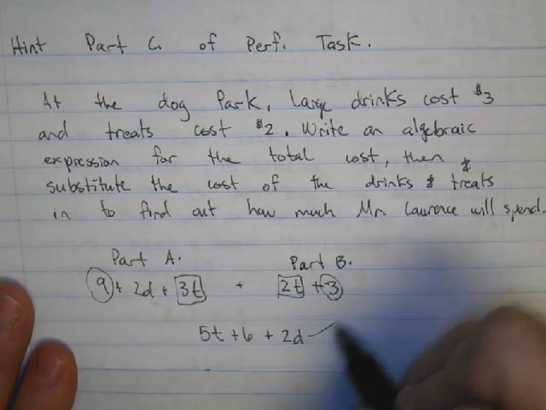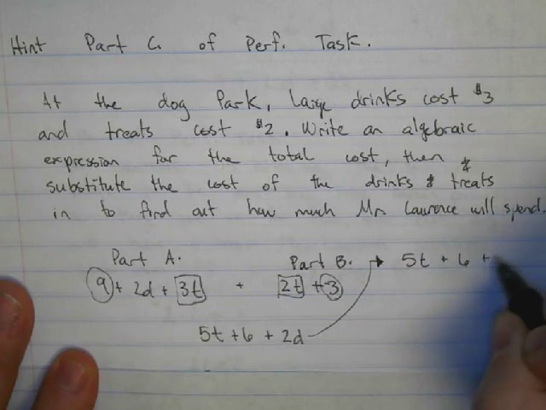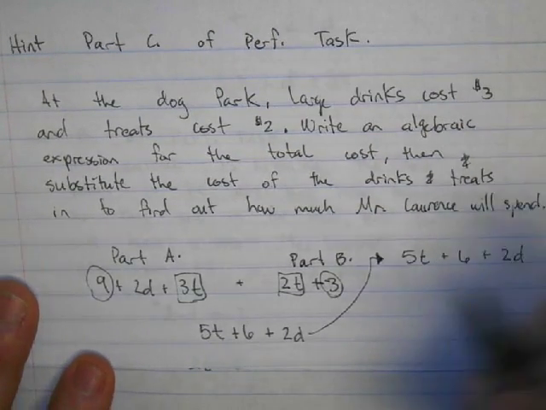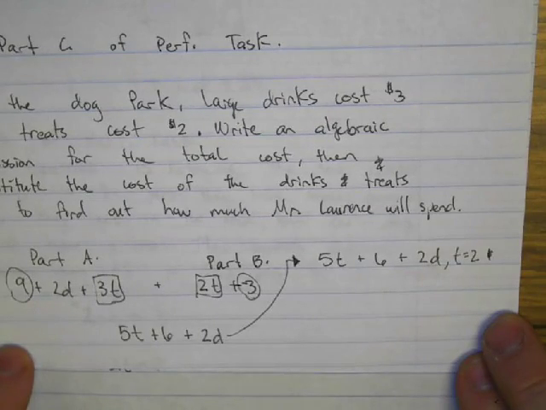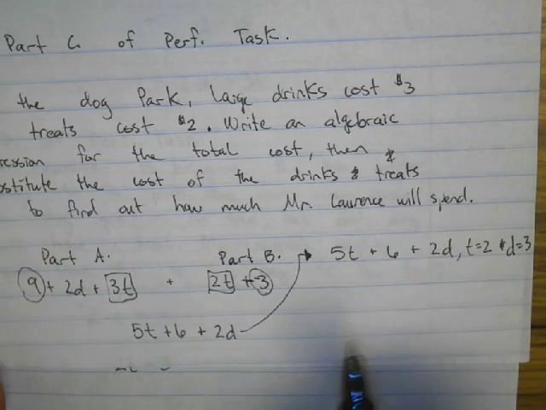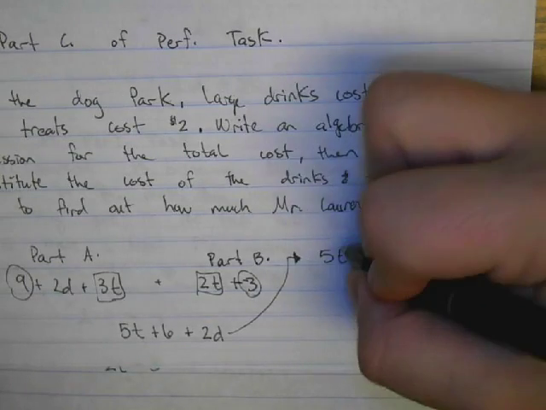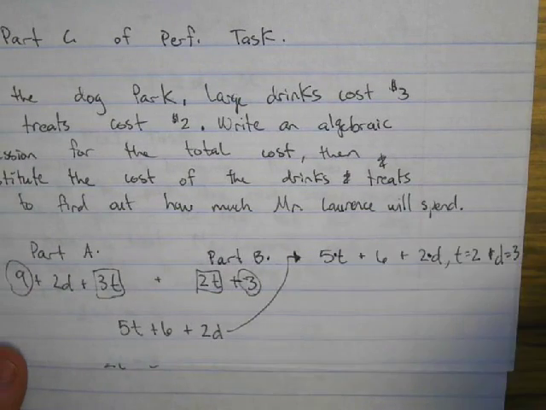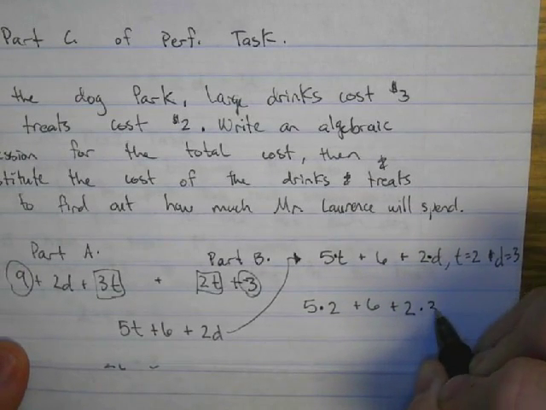So let's bring this up here. And we'll say 5t plus 6 plus 2d. And we know how much the treats cost. The treats cost $2. So that's telling me that t equals 2. And we know that the drinks cost $3, so then we know d equals 3. And now we plug in. The one thing we need to remember is that anytime a number, a coefficient, is next to a variable, that's multiplication. So we can write in our multiplication like that. Now we'll plug our numbers in. So we have 5 times 2 plus 6 plus 2 times 3.